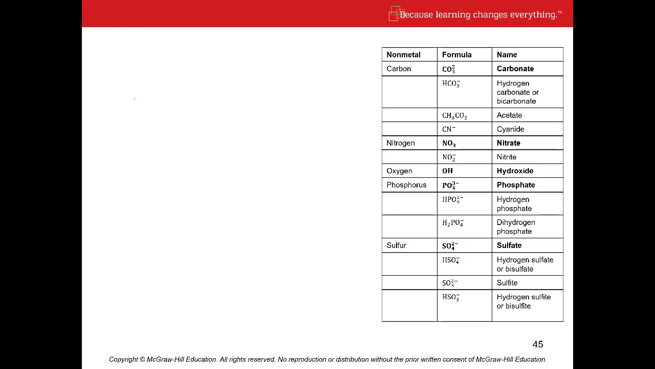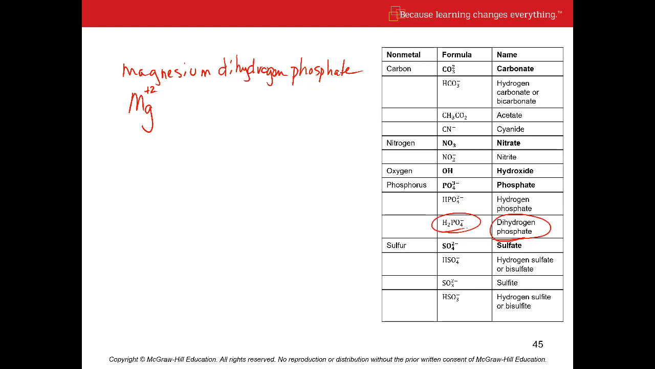So let's say magnesium dihydrogen phosphate. Looks scary, doesn't it? It's not. Takes a long time to write it though. Magnesium dihydrogen phosphate. All right, so I've got magnesium. I know what it is, and it's a +2. And I'm going to go over here, and I'm going to find dihydrogen phosphate, which is right here. And so here's the formula, H2PO4, and it has a -1 charge.